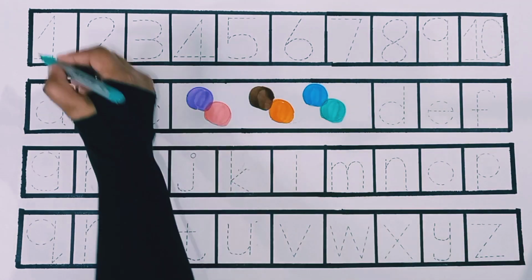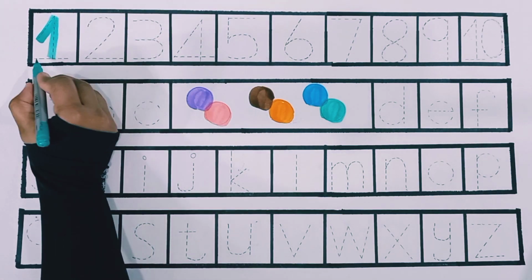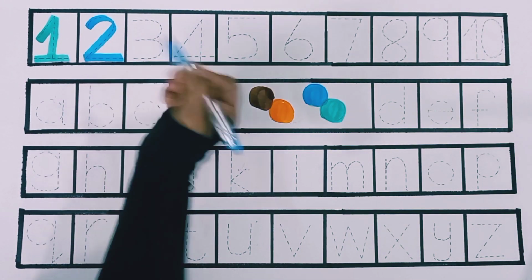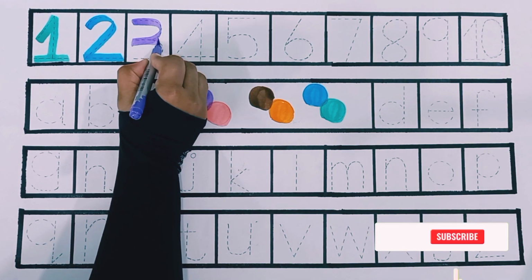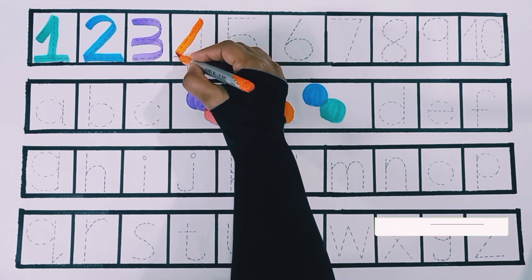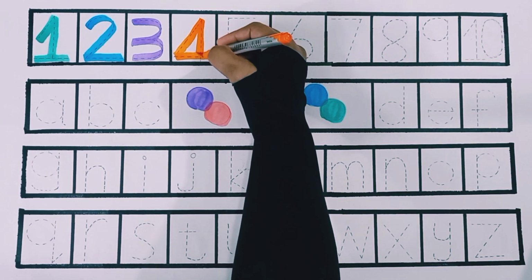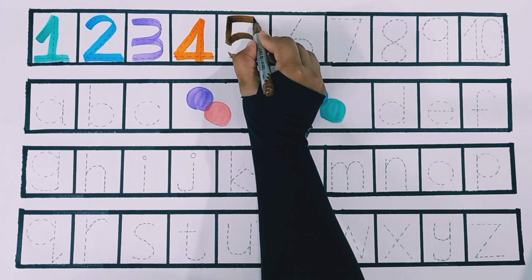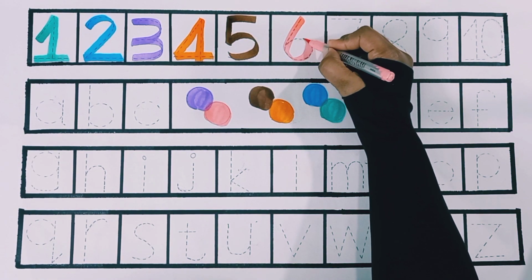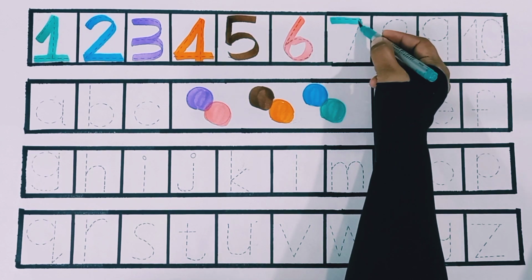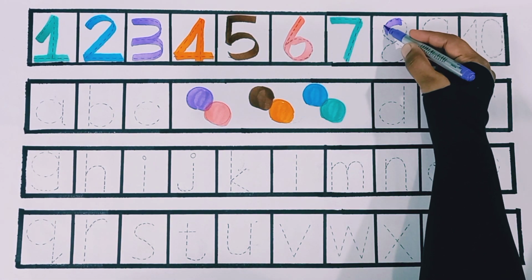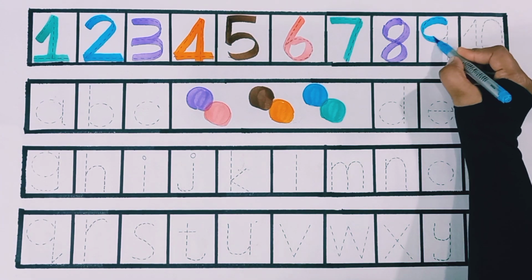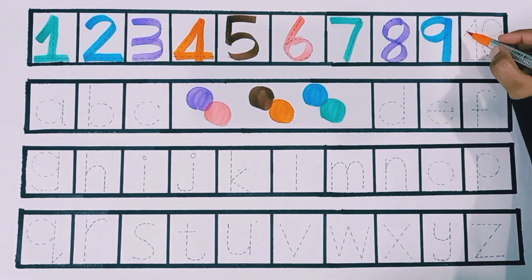Let's write the number 1 to 10. 1, 2, 3, 4, 5, 6, 7, 8, 9, 10.